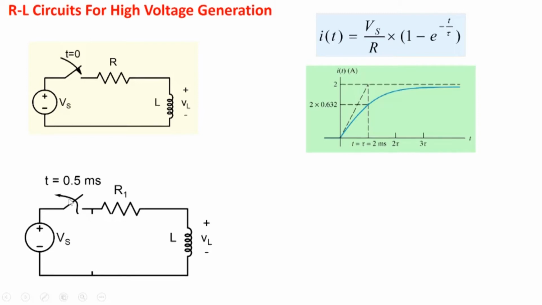Now, if we open the switch, we know that the current through the inductor cannot change instantaneously, so it has to find a path for the current to continue to flow. The current is flowing in this direction here.